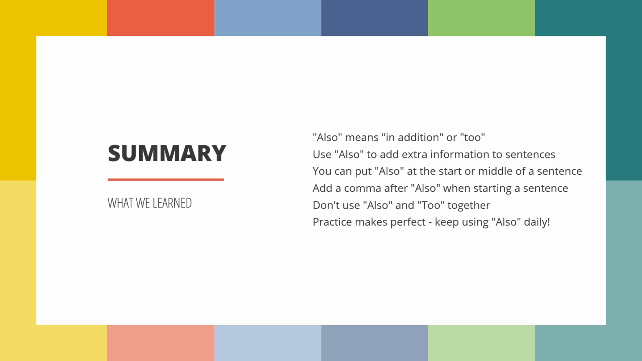Here are some quick tips. First, use also to add new ideas. Second, put a comma after also when it starts a sentence. Third, don't use also and too together. Remember these tips.